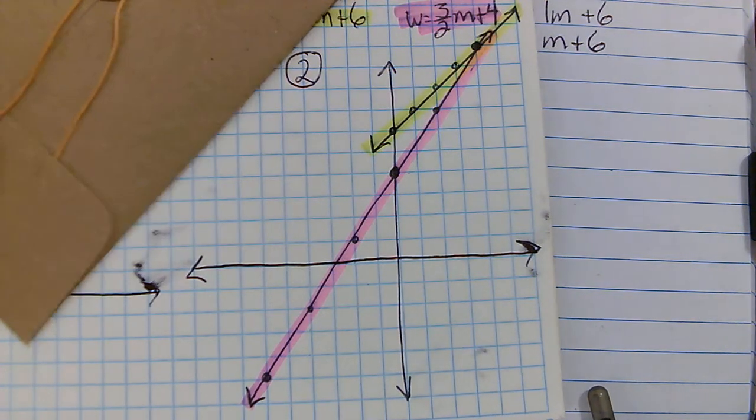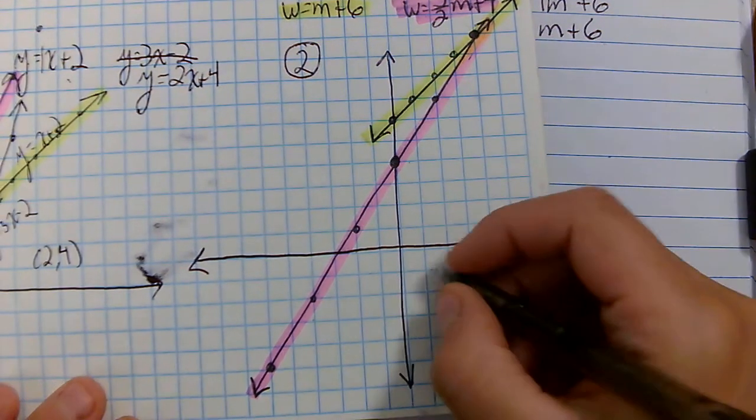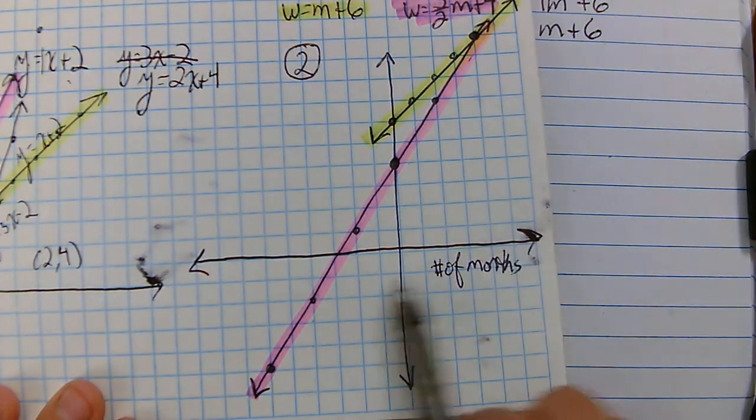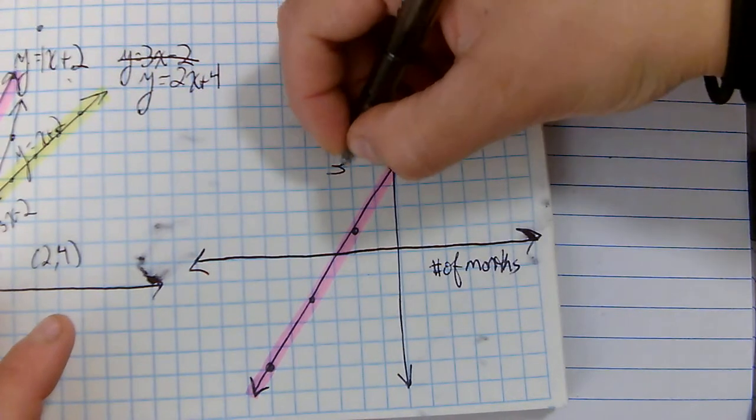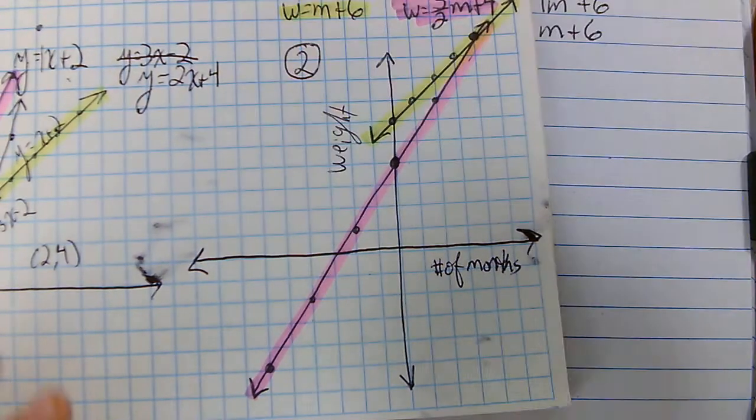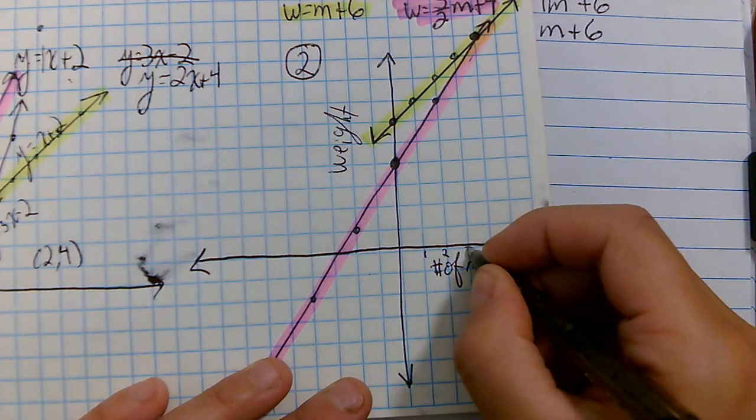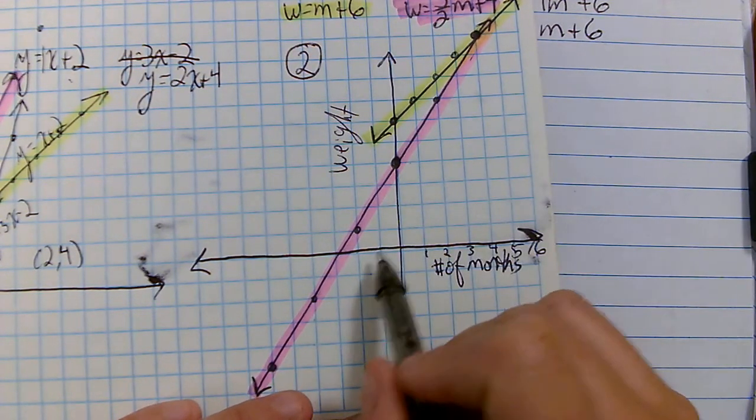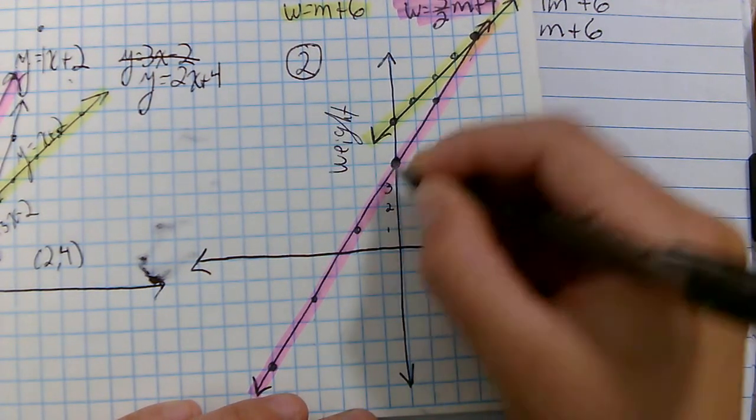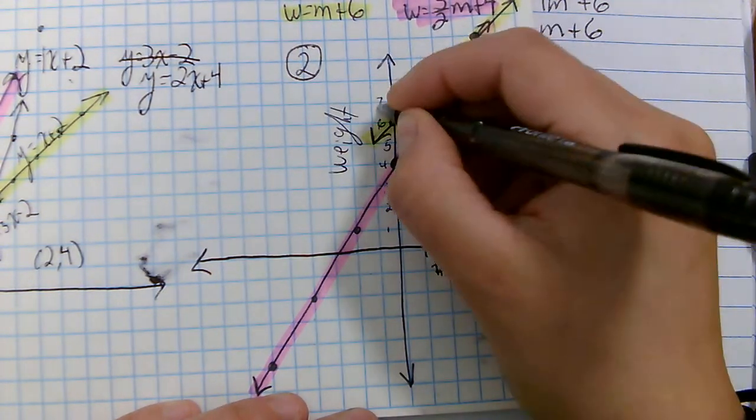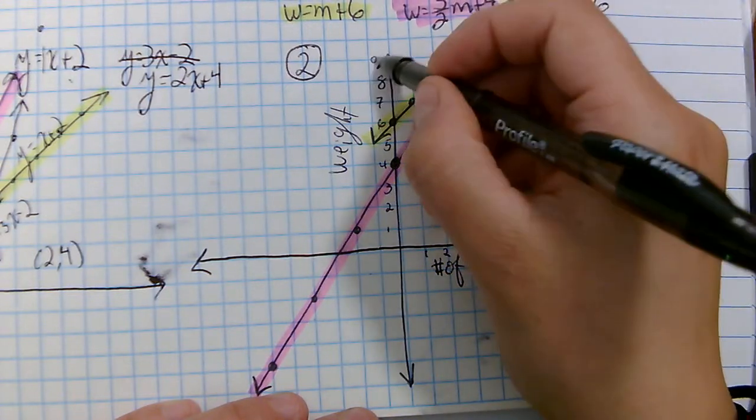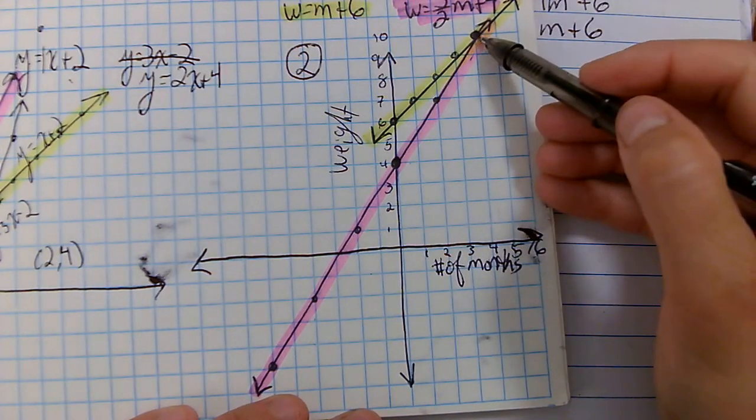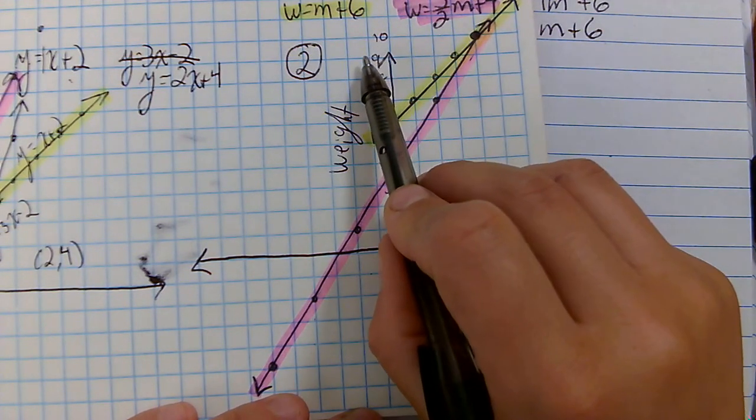So, if you remember, my M stood for number of months. That's what we plotted along the x-axis. And the y-axis was the weight in pounds. So if this was 1, 2, 3, 4, 5, 6 months, then this was up by 1, 2, 3, 4, 5, 6, 7, 8, 9, 10 pounds. Alright, so it looks like at 4 months, they both weighed 10 pounds.